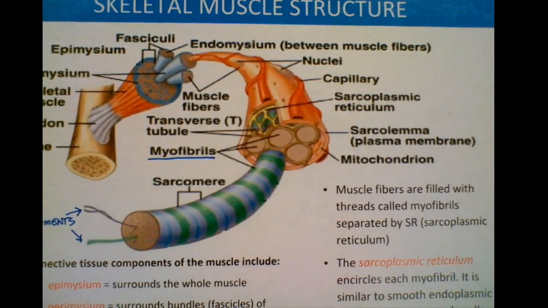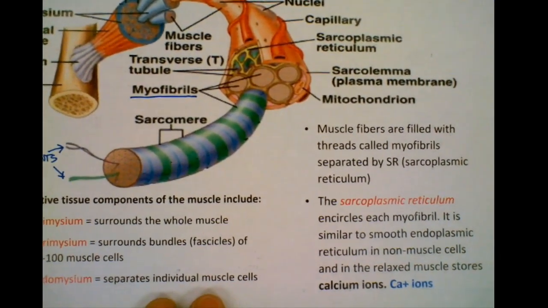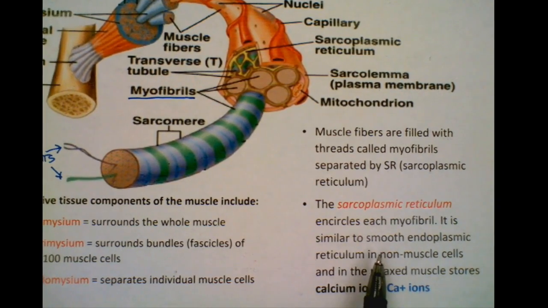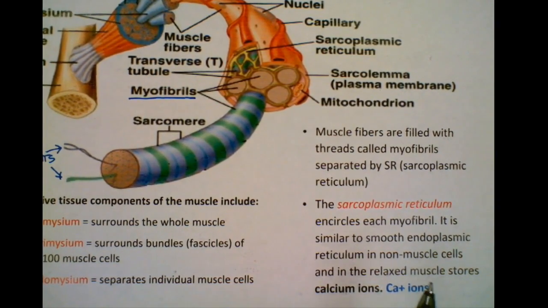Now, sarcoplasmic reticulum, we're going to learn this a little bit later, but this is kind of a preview. It has a specific job. It says the sarcoplasmic reticulum encircles the myofibrils. It's similar to smooth ER, except it doesn't make fats like smooth ER does. All it does is hold calcium. And these calcium ions are stored in the sarcoplasmic reticulum.